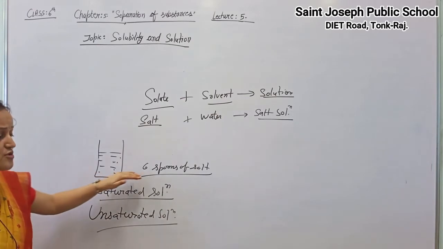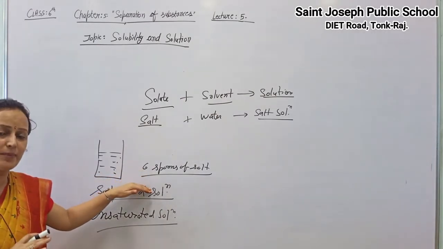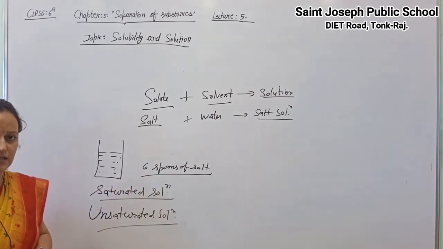And this water could dissolve 6 spoons of salt. इसकी मैक्सिमम कैपेसिटी कितना सॉल्ट डिसॉल्व करने की है? 6 spoons of salt को डिसॉल्व करने की है.